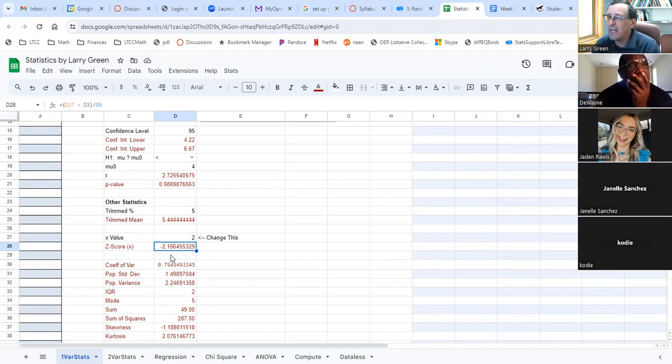Was sleeping 2 hours an outlier? What do you think? Remember, we have a definition of outlier. Yeah, the answer is yes, because it's less than negative 2. And that was our definition: if it's less than negative 2 or greater than 2, it's an outlier. So given that z is negative 2.166, sorry, that means we have an outlier here. Do you see that? Any questions on that idea?